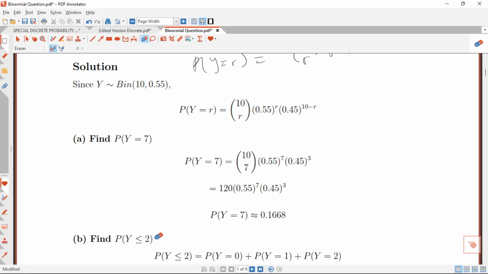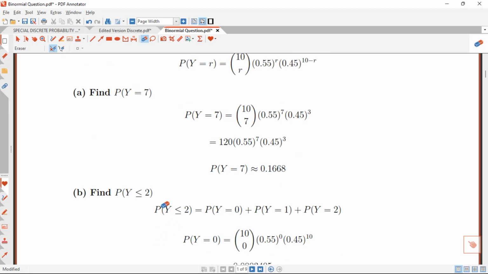The second question says to find the probability that y is less than or equal to 2. That means the probability that y is less than or equal to 2 will be equal to the probability that y is equal to 0 plus the probability that y is equal to 1 plus the probability that y is equal to 2, because the observation starts from 0, 1, and then ends at 2.